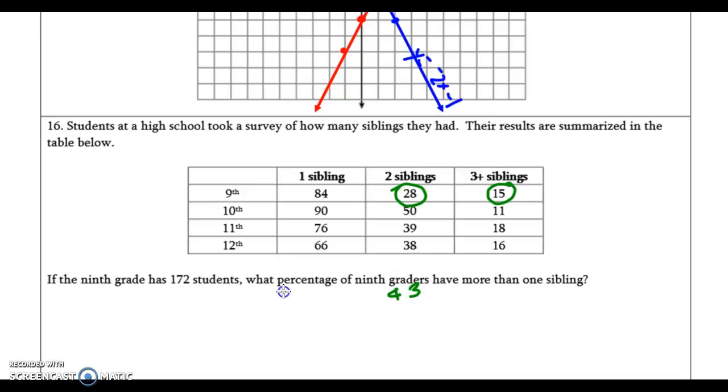But I'm looking for the percentage of ninth graders, which means I have to take my total and put that in the denominator. That's the total number of ninth graders. So 43 divided by 172. I know that 43 over 172 is something that I can put into my calculator. And when I do, it gives me 0.25. That answer is in decimal form. If we change this to percentage form, it becomes 25%. So the answer is 25% of ninth graders have more than one sibling. Very straightforward question.